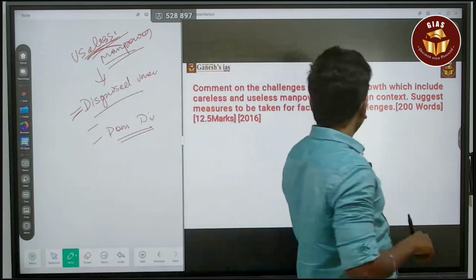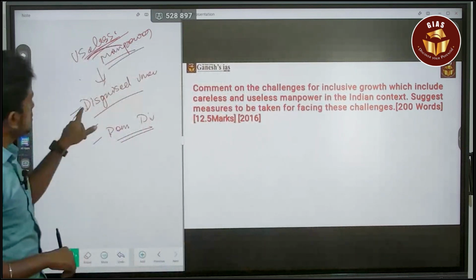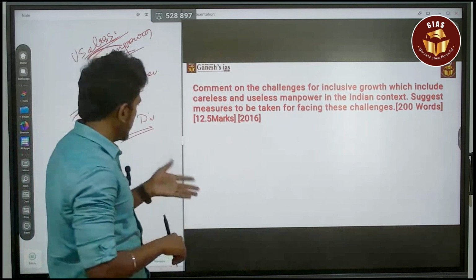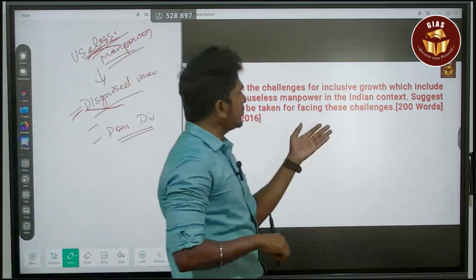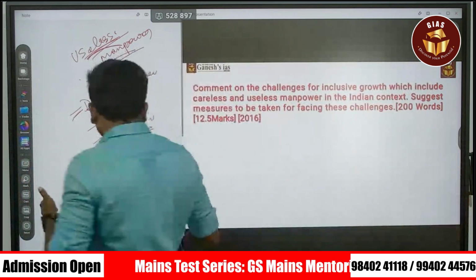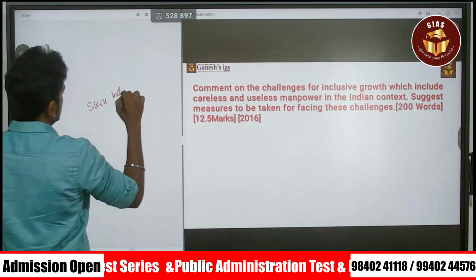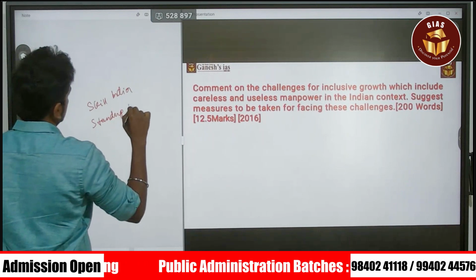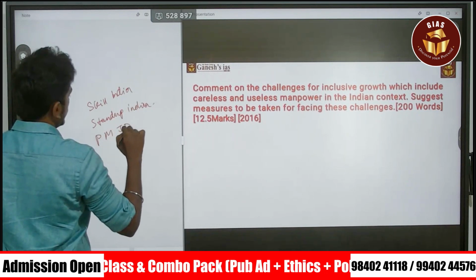So you are saying that yes, the challenges for inclusive growth are careless and useless manpower. This is the way you justify your answer. Then you have to give the suggestions. Suggest the measures to be taken for facing these challenges. So you have to speak about Skill India, Stand Up India, Pradhan Mantri Jan Dhan Yojana.